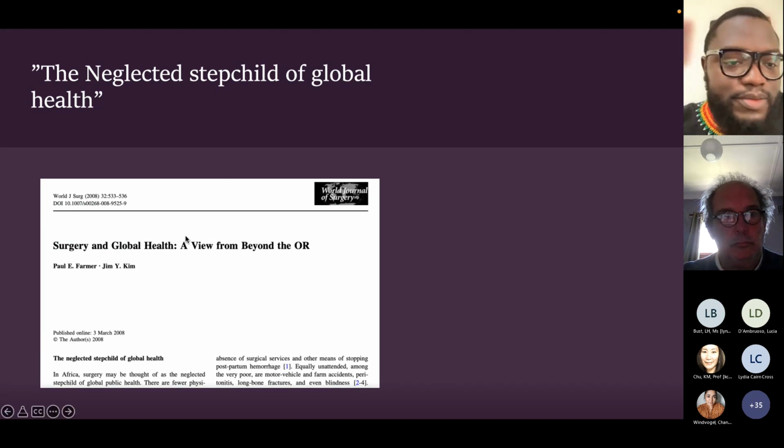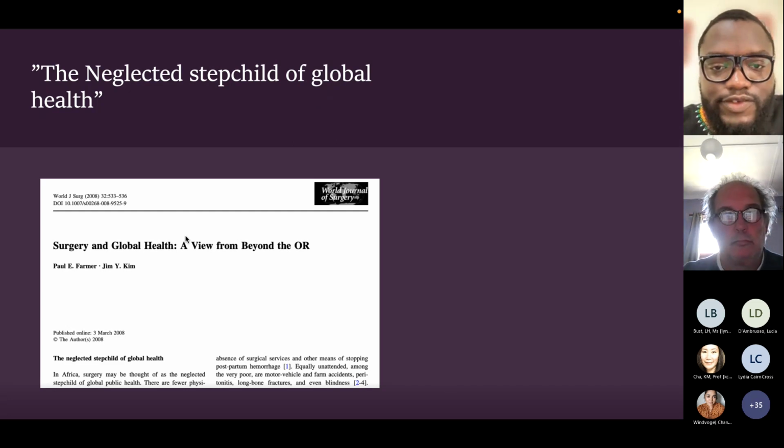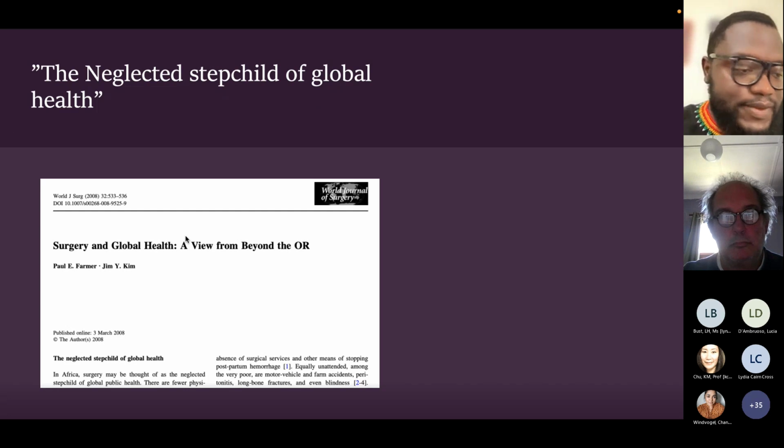article that was written by Jim Kim and Paul Farmer. They were both co-founders of Partners in Health. And I believe that this article was one of the catalysts for the global surgery movement. It's an article that was written in 2008. And in that article, they famously referred to global surgery as the neglected stepchild of global health.